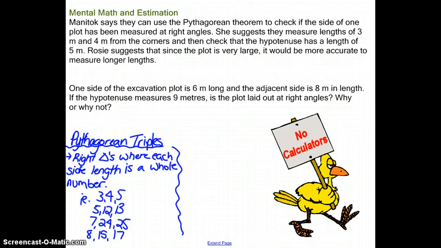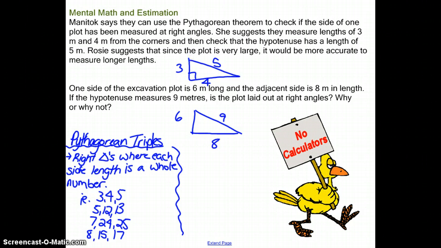Next we have mental math. She made a right triangle with one side 3, one side 4, and the hypotenuse 5. Then she changed it. She said, oh, that's not big enough. So she made a bigger one with sides 6, 8, and 9. But now she's wondering, is this still a right triangle? Why or why not? Go ahead.